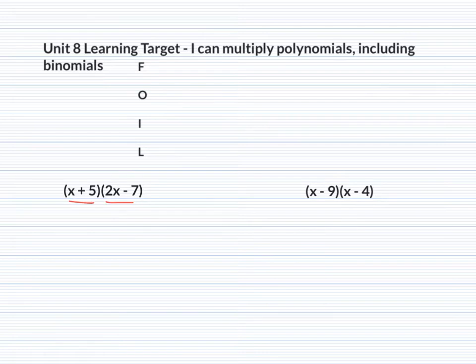So first, we use the acronym FOIL, which stands for first, outside, so that's an O, inside, and last. First, outside, inside, last. And then we are going to combine like terms, like we saw in class.